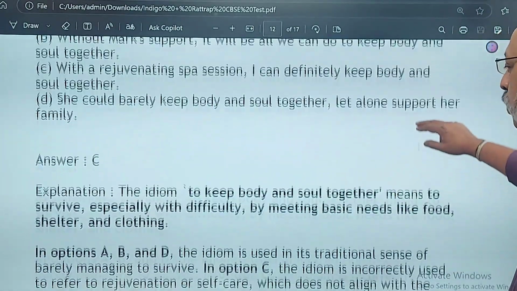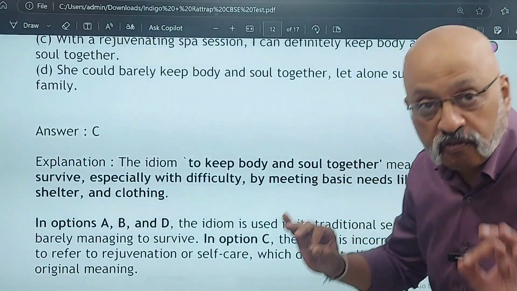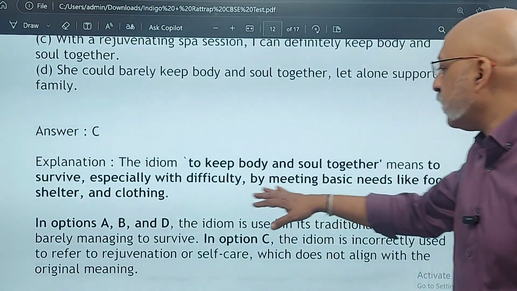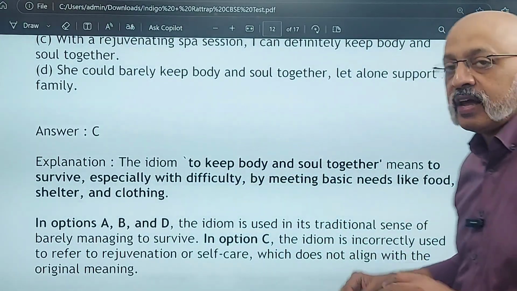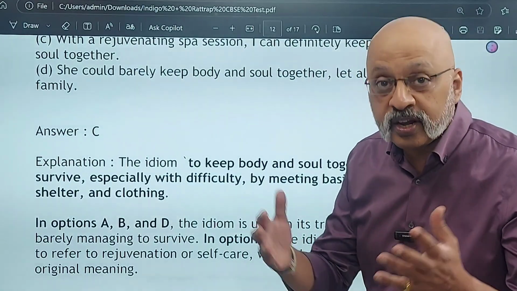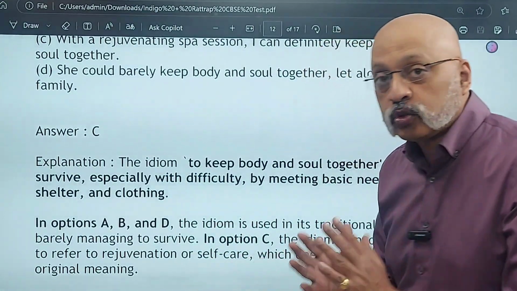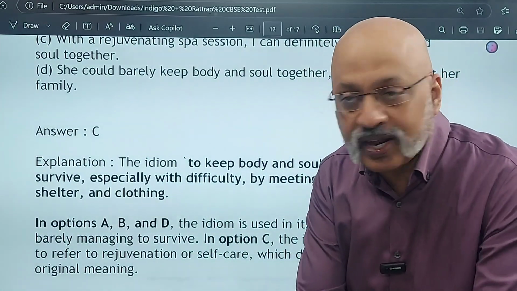The idiom "to keep body and soul together" means to survive, especially with difficulty, by meeting basic needs like food, shelter, and clothing, roti, kapda, or makan, right? So that's what it means.